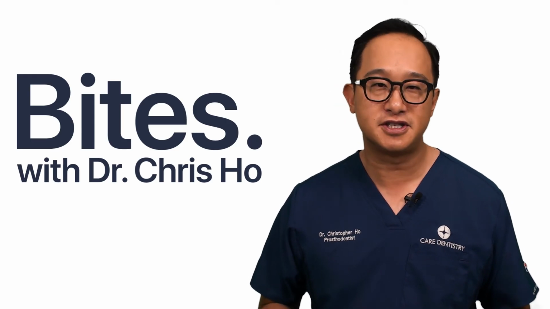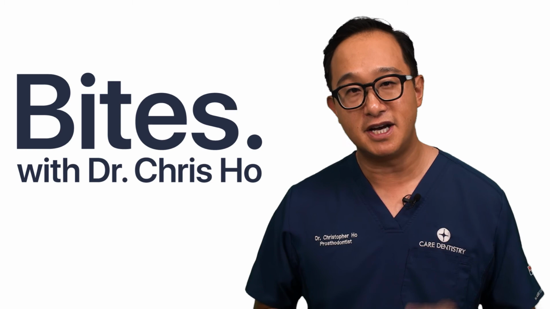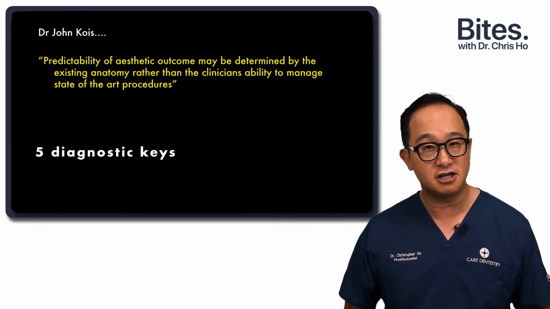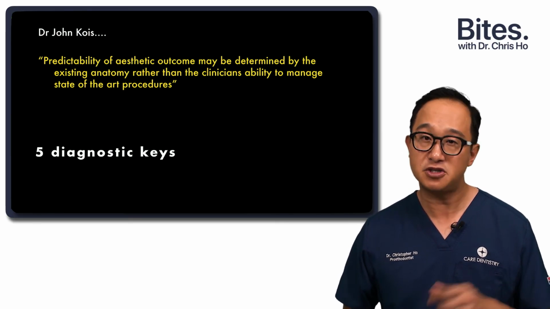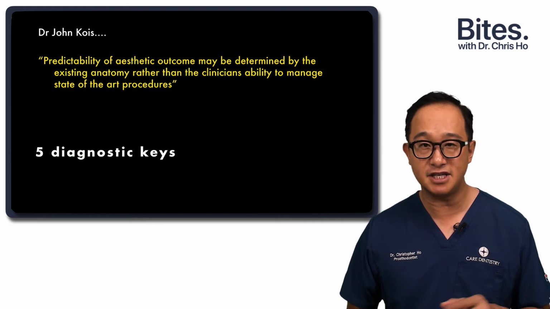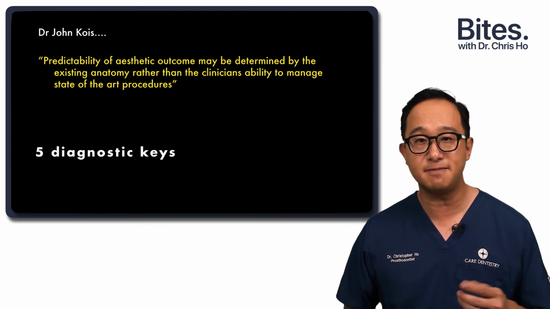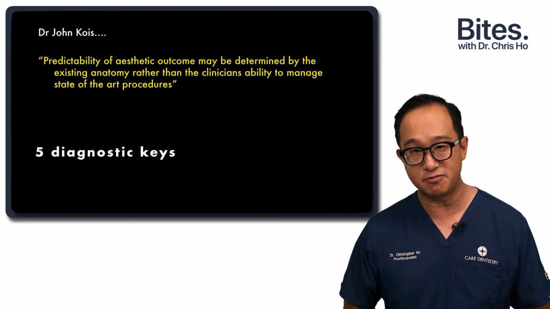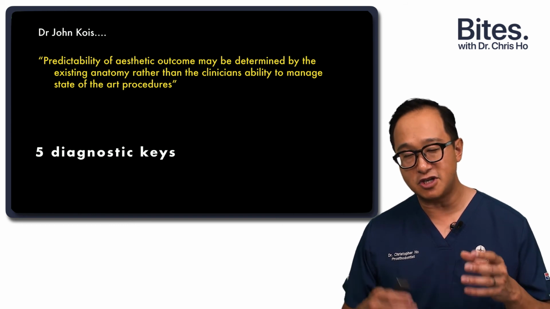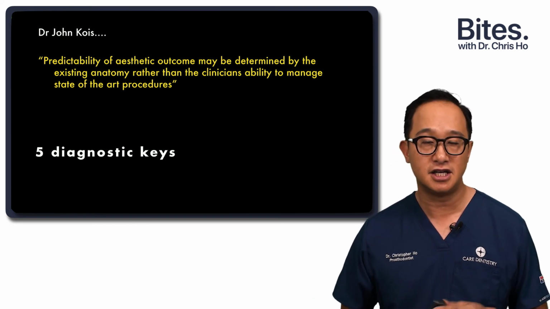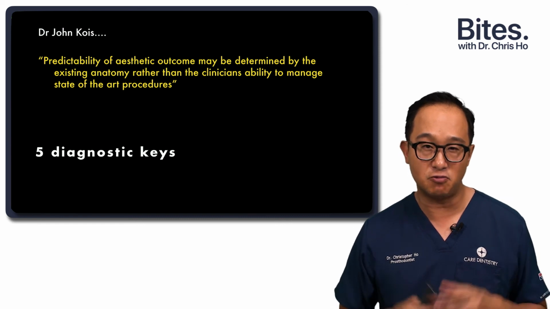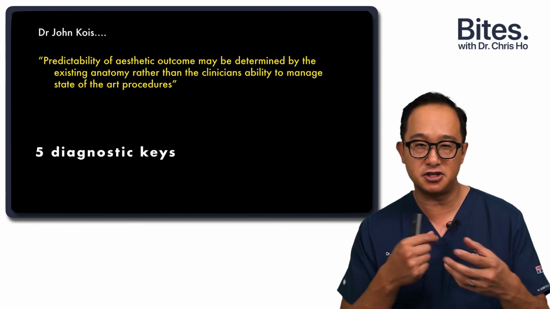So Dr. Kois concludes his article by saying the predictability of aesthetic outcome may be determined by the existing anatomy rather than the clinician's ability to manage state-of-the-art procedures. So basically what he's saying here is that sometimes it's the foundations that we work with, not the actual clinician's ability.